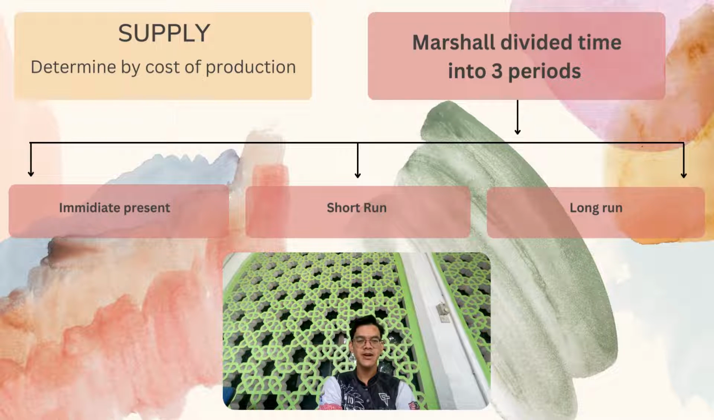So this part is about supply. Okay, Marshall said that supply is determined by cost of production. Also, for purpose of exposition, Marshall divided time into three periods: one is intermediate past, second one is short run, and the last one is long run.